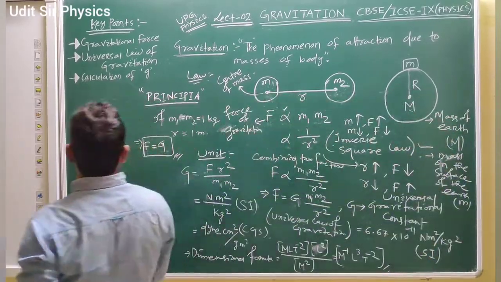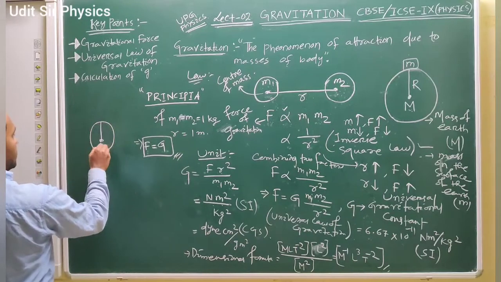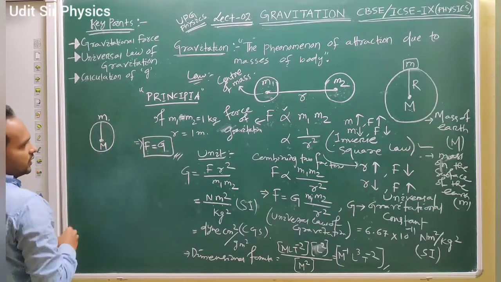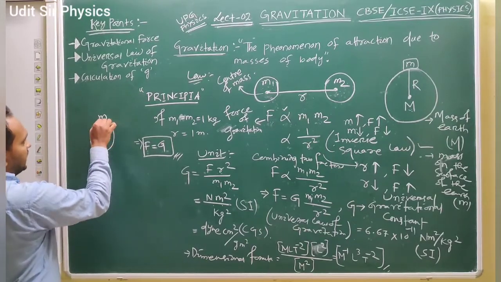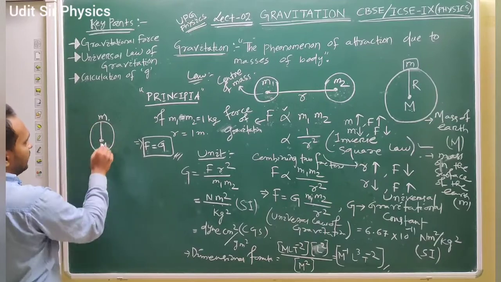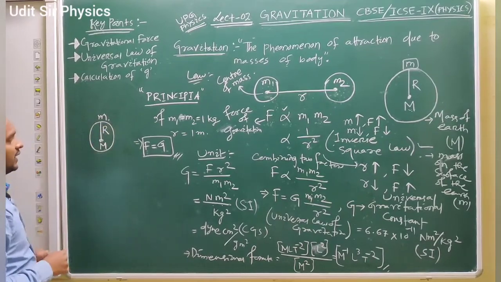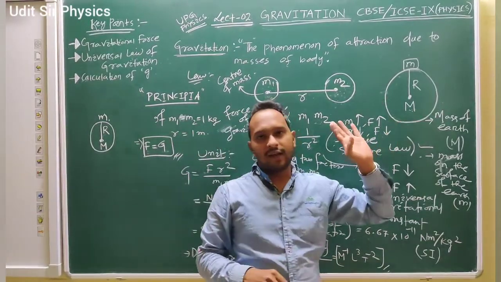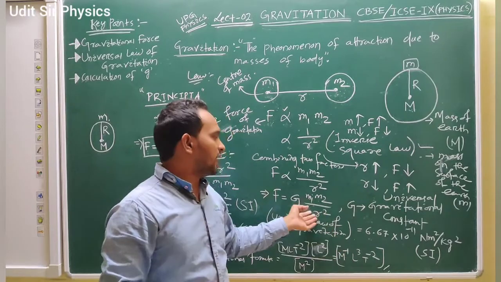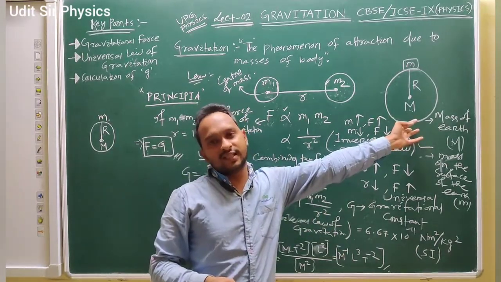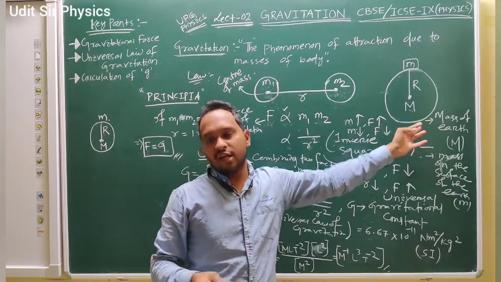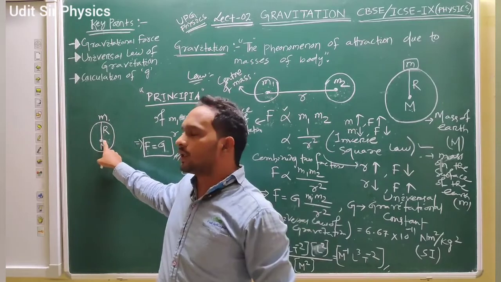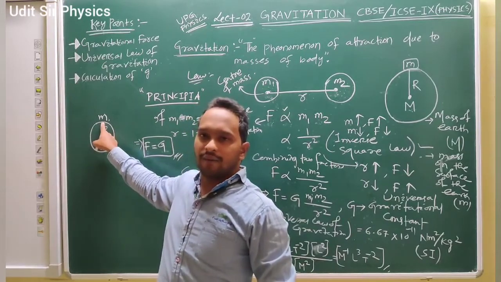So here we have capital M, the mass of the earth, small m, the mass on the surface of the earth, and the distance between the earth and the mass is called the radius of earth, capital R. The same formula applies to this case also, with the distance between the center of the earth and mass small m.